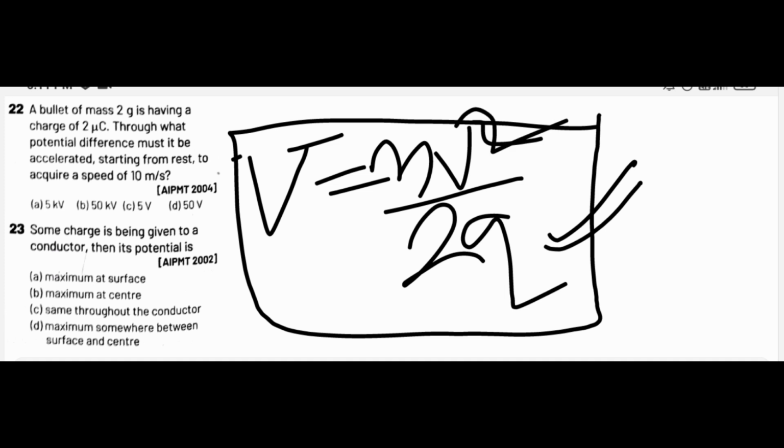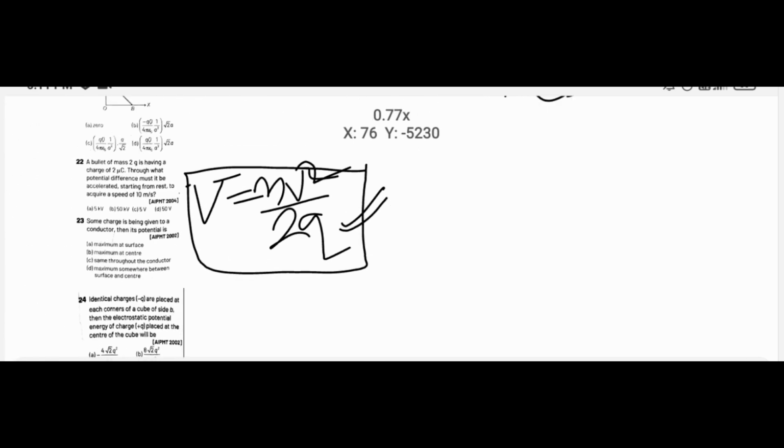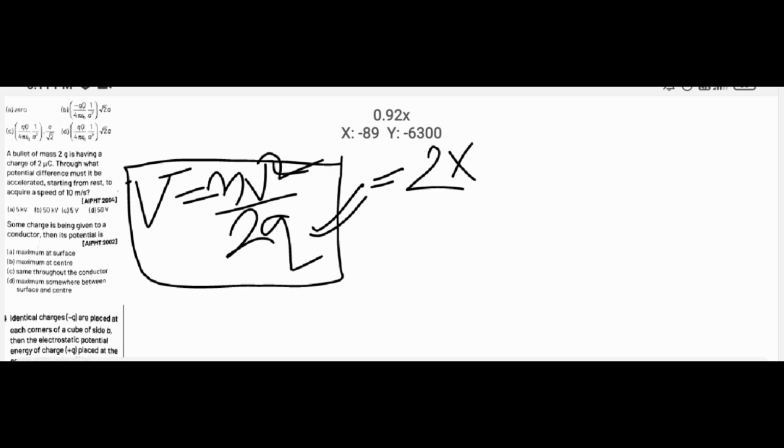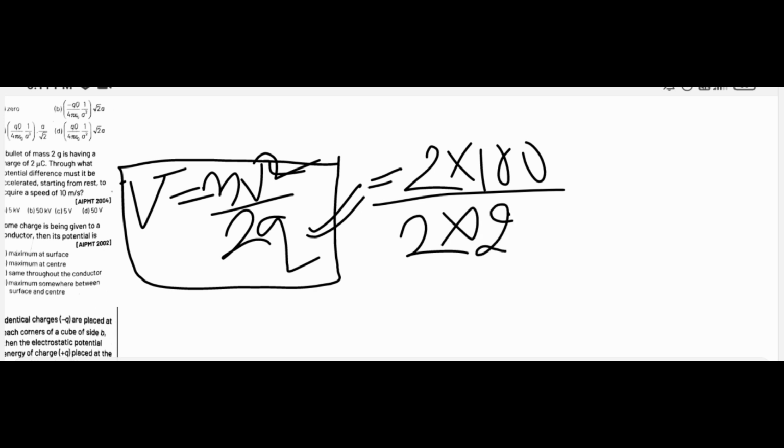If you substitute in this question, you will get the final answer. See, the mass they have given is 2, and the velocity they have given is 10 meter per second, that is 100, divided by 2 into the charge they have given, 2 microcoulomb, that is 2 into 10 power minus 6. So 2 and 2 get cancelled, and 10 power minus 6 goes to 10 power plus 6.